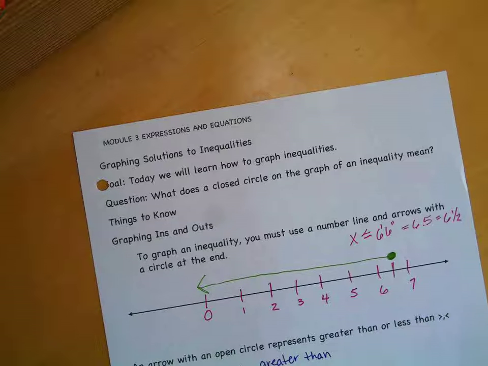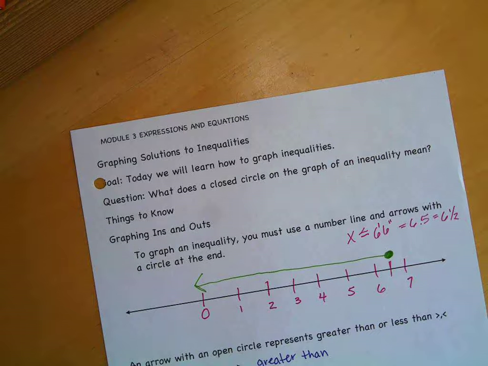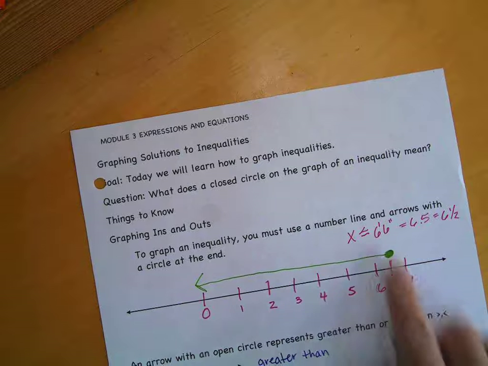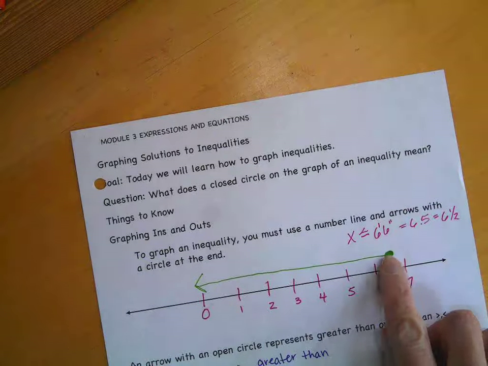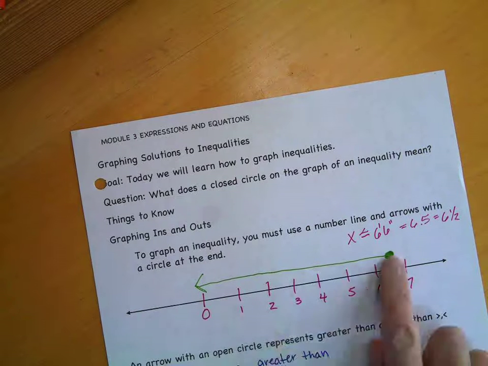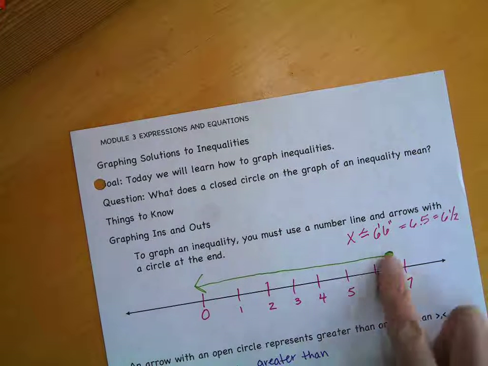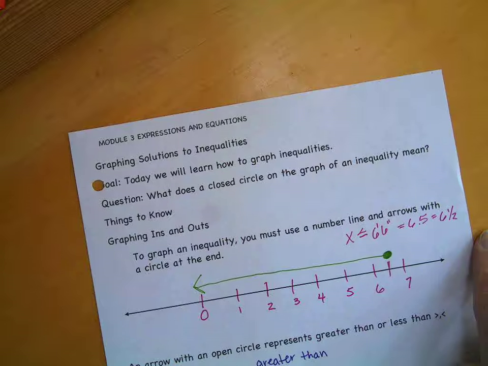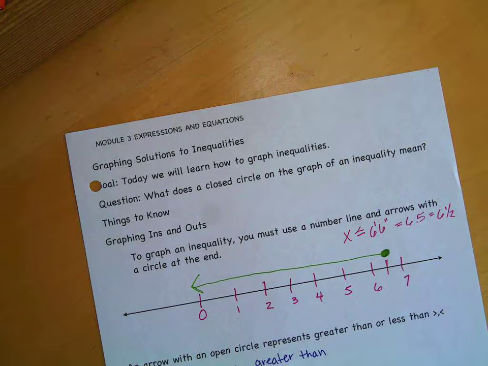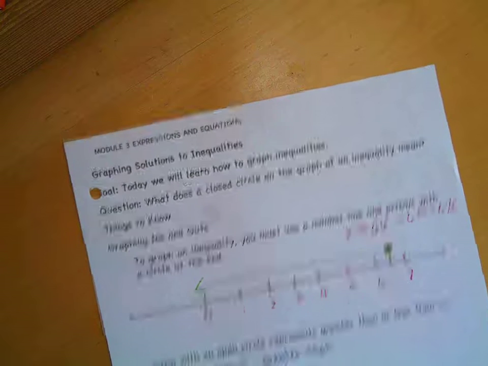Okay? All right, so let's go back to our goal for today. It says today we will learn how to graph inequalities, which is what we did. What does a closed circle on a graph of an inequality mean? It means that the value that you find on the number line is equal to or less than or greater than. So equal to makes it closed, and then it's either exactly that number or less, or exactly that number or more. Okay, and so that's what the closed circle means.